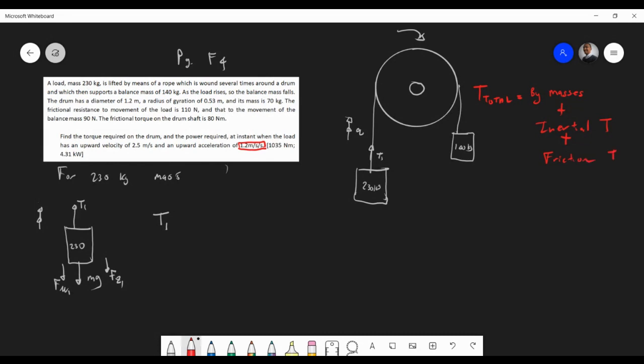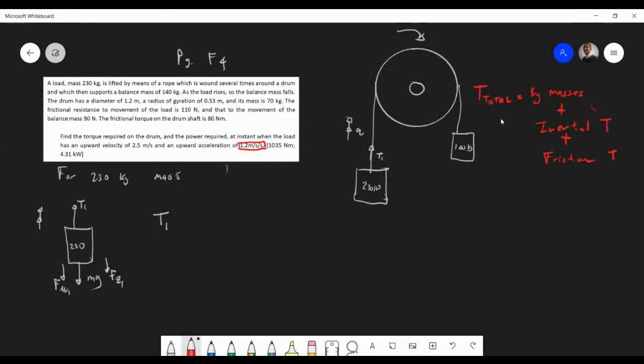So what we're essentially going to do is find the torque by the masses, the inertial torque, which will be easy, I k squared times the angular acceleration, and the frictional torque, which is given as 80. I wanted to give you a holistic picture of where we're working towards.